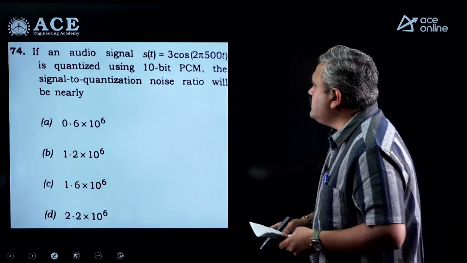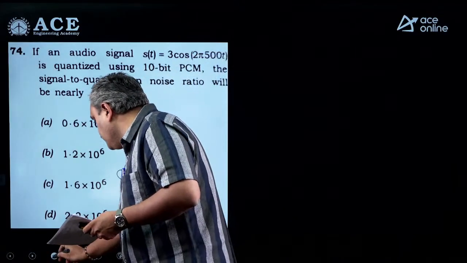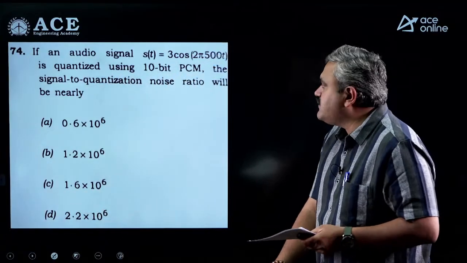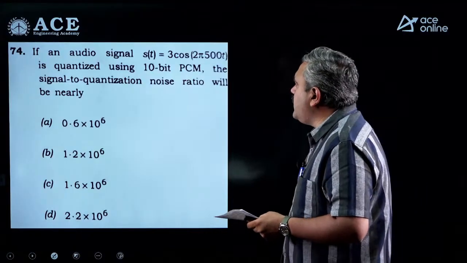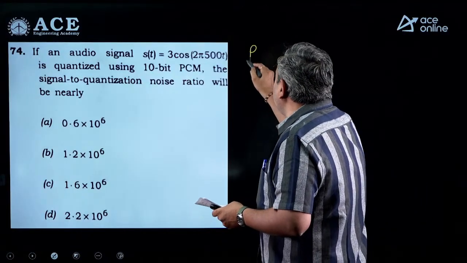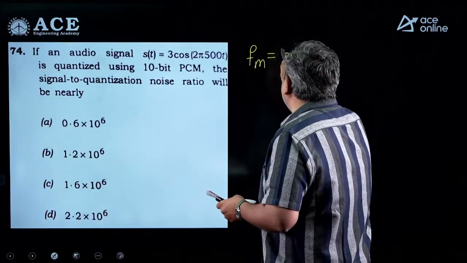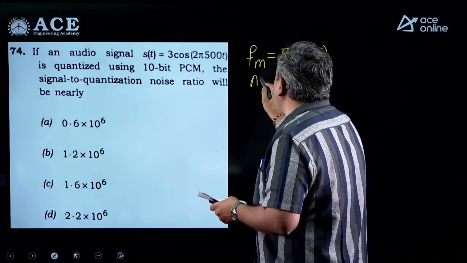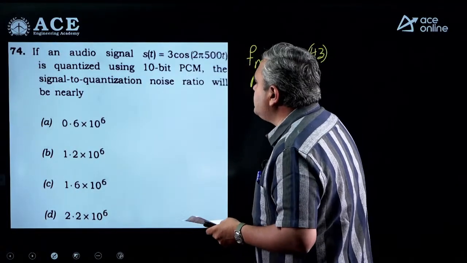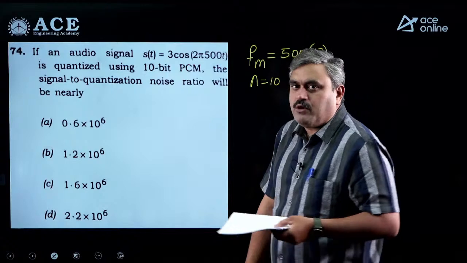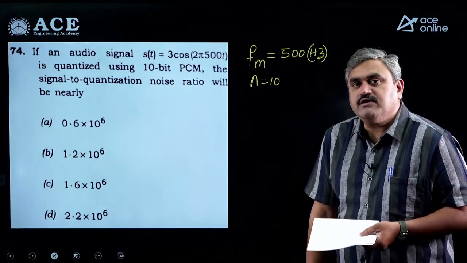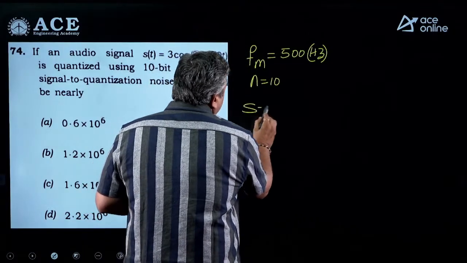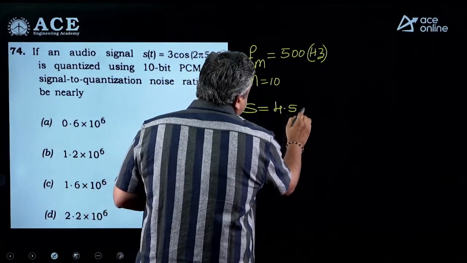Next, see this question. If an audio signal, so he is considering a single tone signal only because he has given the expression in the form of single tone signal, is quantized into a 10-bit PCM system. So your maximum frequency of the message signal is 500 Hertz and the number of bits used in the PCM are 10. The signal to quantization noise ratio is nearly equal to, he did not give in dB. If he would have given in dB, the answer would have been very simple. So what is the signal power here? 3 by root 2 whole square, it will become 4.5 watts.